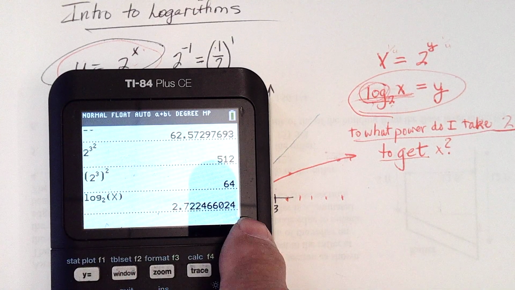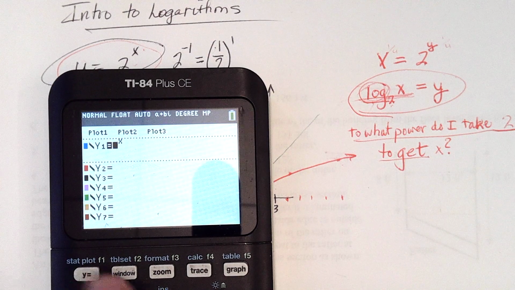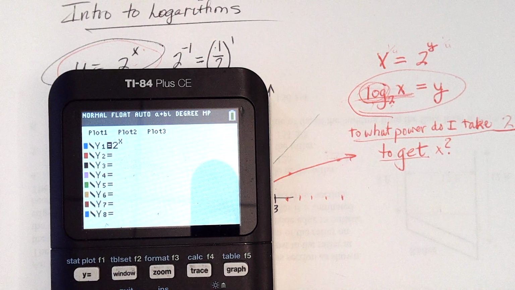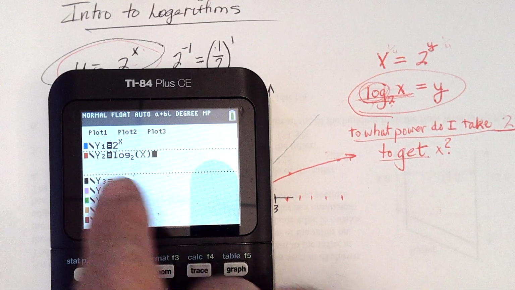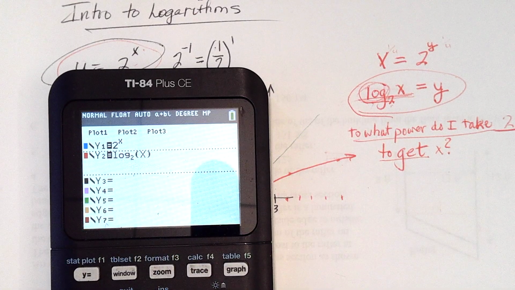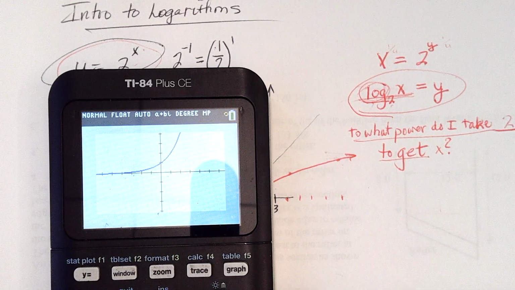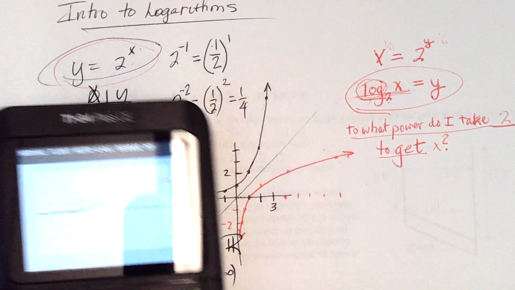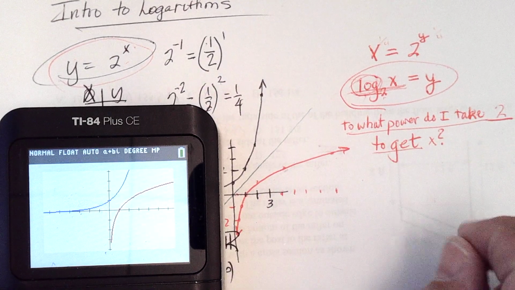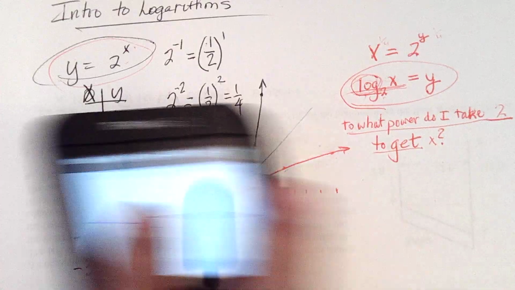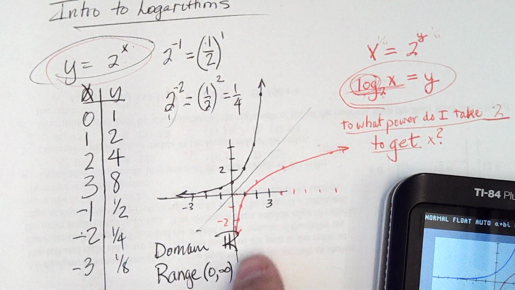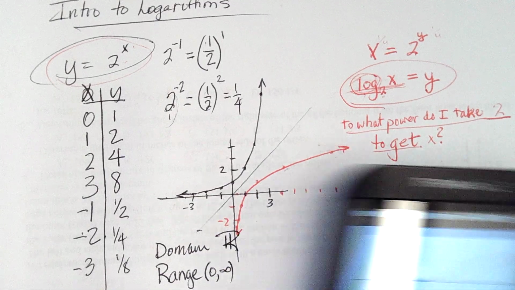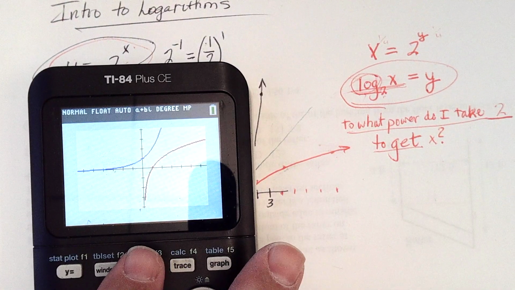Now, I just put this on the wrong screen, so I want to put it into y equals. So I come down here, and there's log base 2 of x. And let's see what the graph looks like. This one will be in red, just like I was in red here. And graph. And it looks like this one. It's the inverse of 2 to the x. Log base 2 of x. Okay?